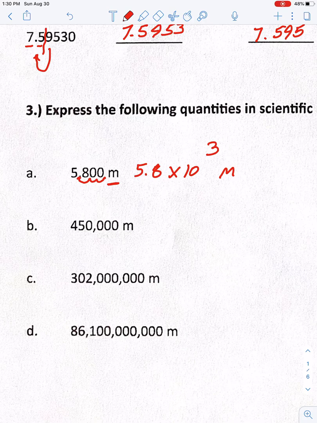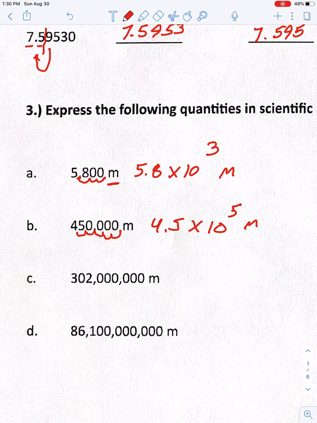Letter B, start from the decimal. So we're going to go to the left. 1, 2, 3, 4. Oops. I don't know what happened there. Let's try that again. 1, 2, 3, 4, 5. So that gives me 4.5 times 10 to the 5th meters.